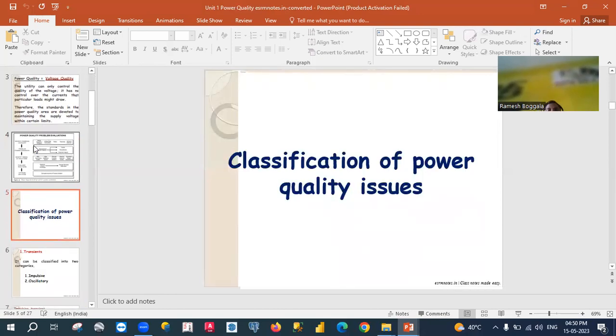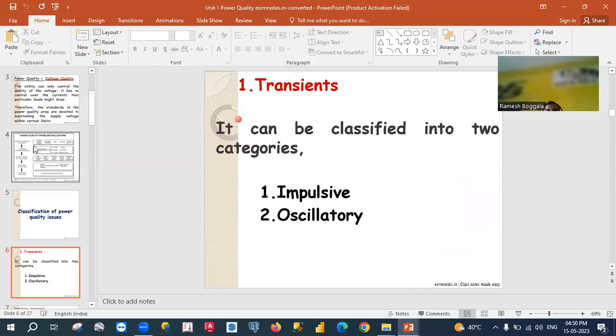Next, classification of power quality issues. Power quality issues may be transient, long duration voltage variation, or short duration voltage variation. Long duration voltage variations are again classified into overvoltage, undervoltage, and sustained interruption. Short duration voltage variations consist of sag, swell, and interruption. Then there is voltage imbalance. So these are some of the problems.